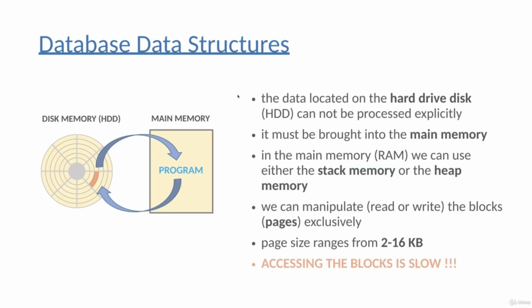Okay, and what's extremely crucial is that the external memory, so the hard drive disk, and the main memory, so the internal memory, are not independent of each other. The data located on the hard drive disk cannot be processed explicitly. Because the database is located on the external memory, we are not able to process the data explicitly. It must be brought into the main memory. By the way, this procedure is called paging, when the operating system fetches a given data chunk from external memory and brings it to the internal memory.